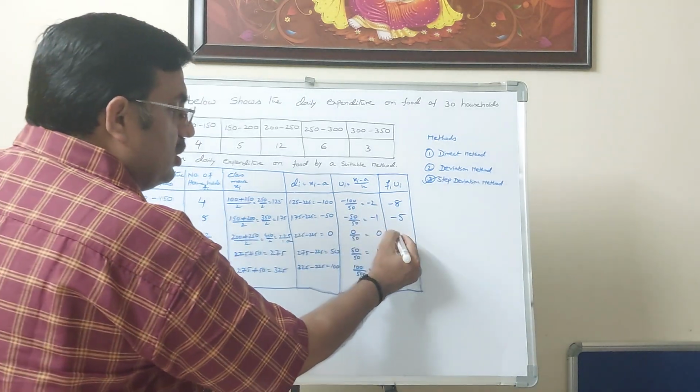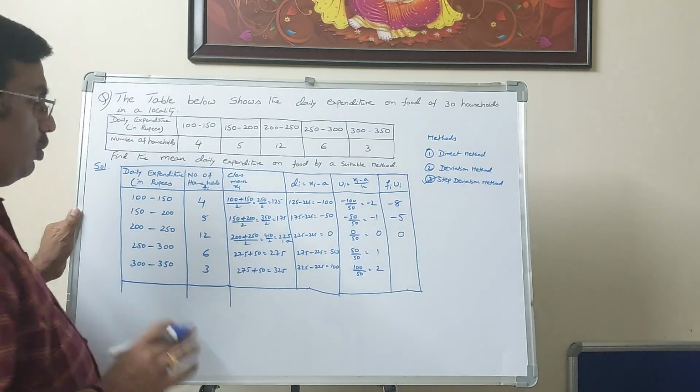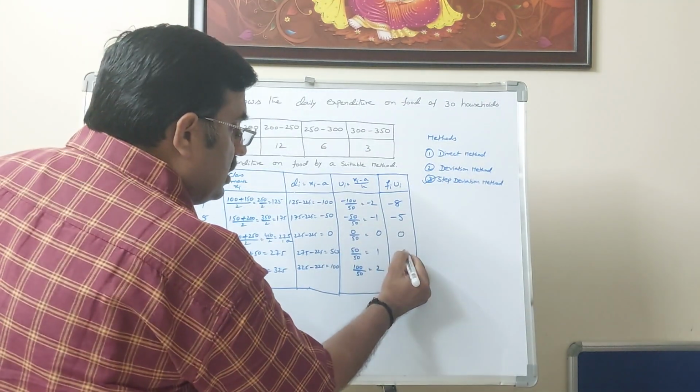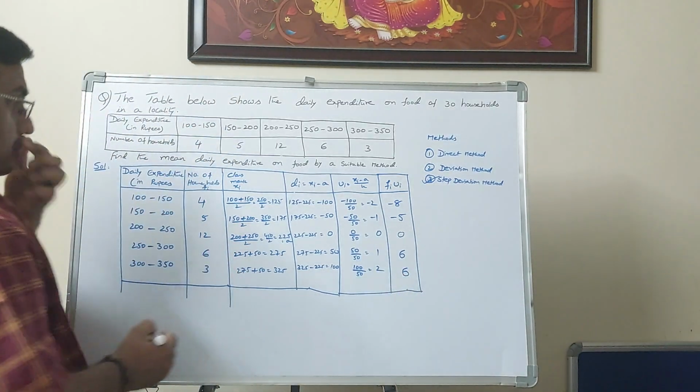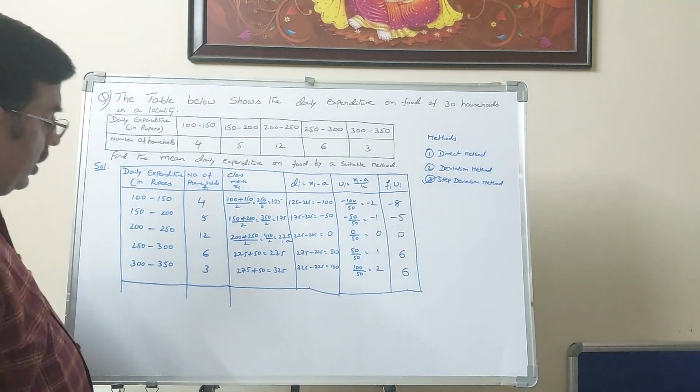12 into 0 is 0. 0 into anything is 0. So 6 into 1 is 6. 3 into 2 is 6. Okay, these are the values, you got it.